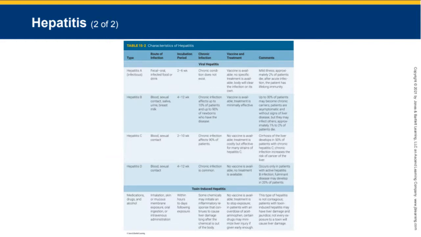For hepatitis A, there is no chronic condition, but B, C, and D can cause chronic infection and damage to the liver. There are also some drugs, their use or misuse, as well as alcohol, that can cause hepatitis. So this would be toxin-induced hepatitis.